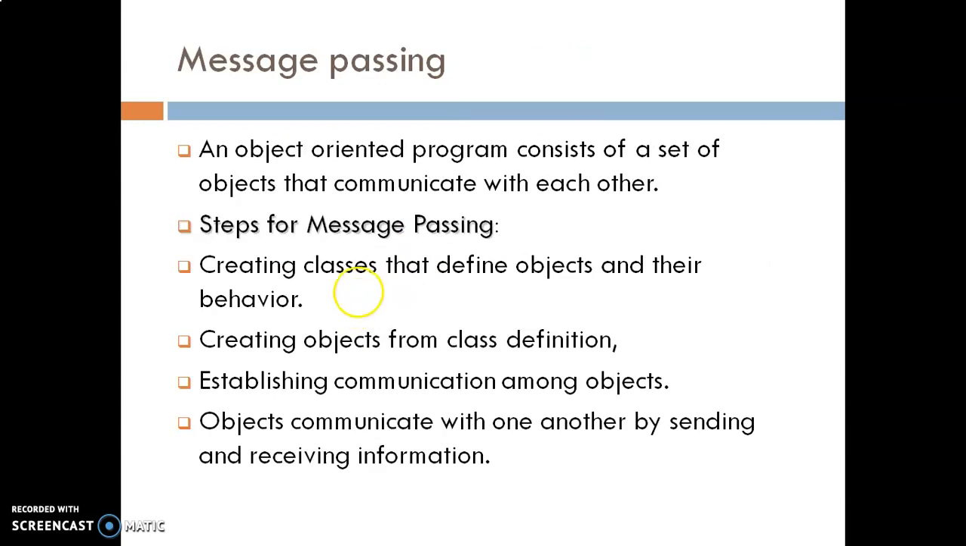Message passing. As the name suggests, the message is passed as well as received between the objects, as in C++ or OOP. When we are talking about OOP in C++, it follows the concept of objects, and message passing is among the objects. Creating classes that define objects and their behavior, and creating objects from class definitions, we are actually establishing communication among objects. So message passing is about passing or establishing communication among the objects and getting information from the objects. Objects communicate with one another by sending and receiving information.